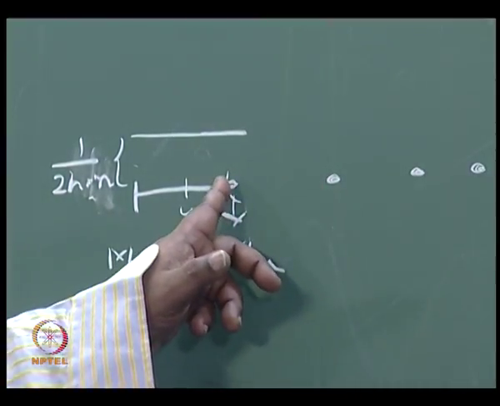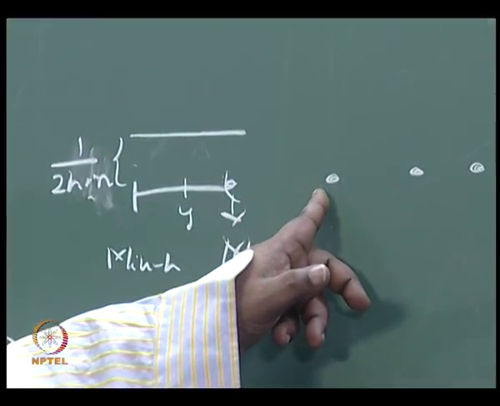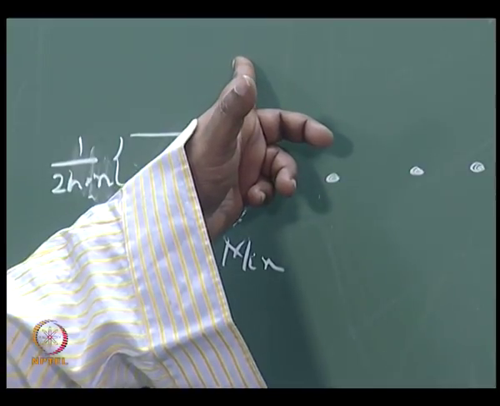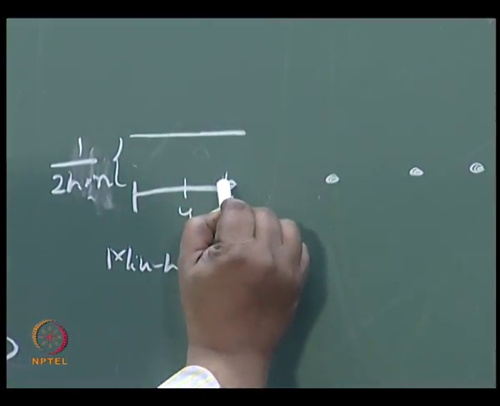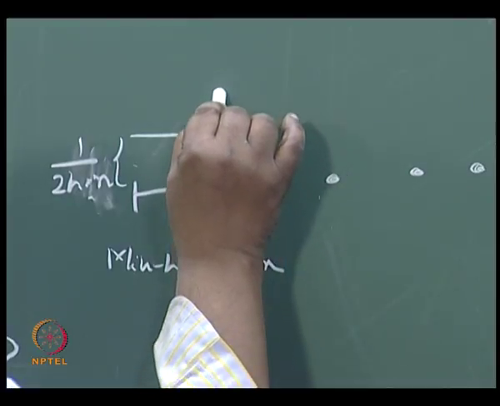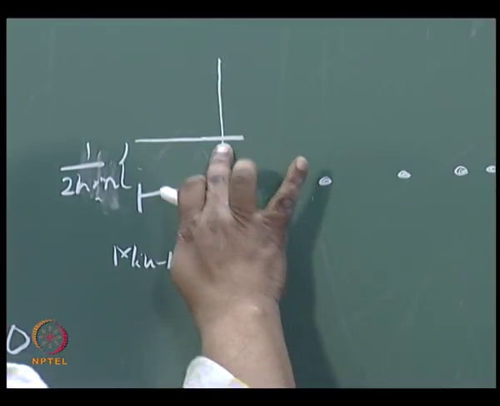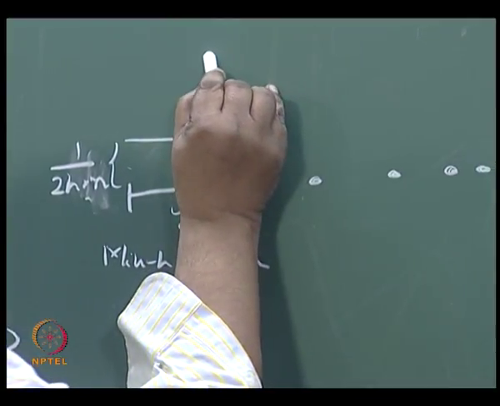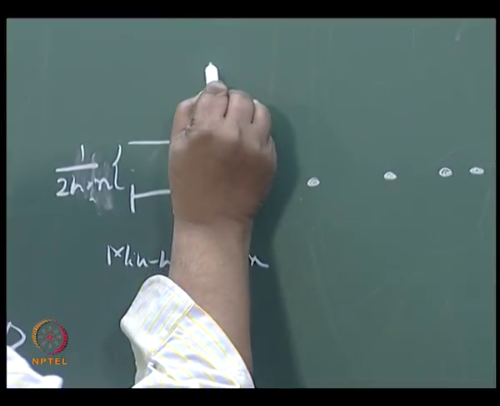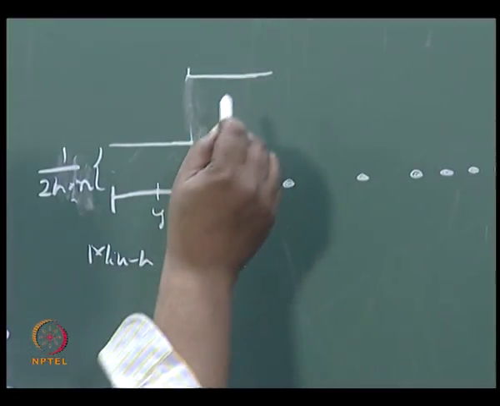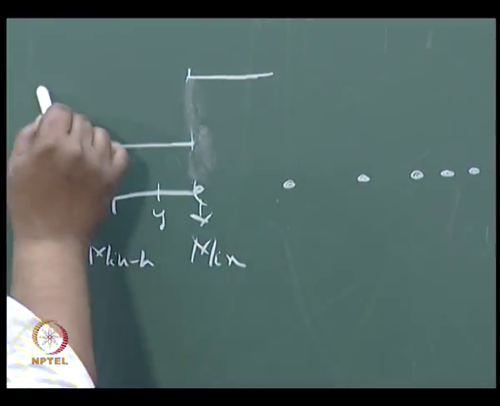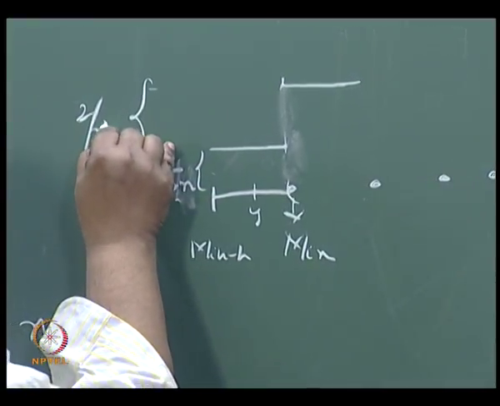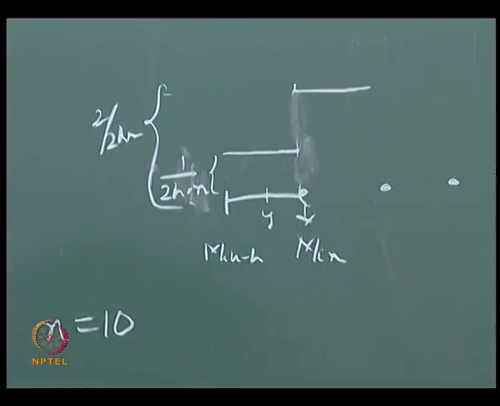Then from this point onwards, the height will go to 1/2 h n plus 1/2 h n, it will be increased. From this point onwards, it will be increased. Okay. And say, this is 2/2 h n, this height is 2/2 h n. Okay.